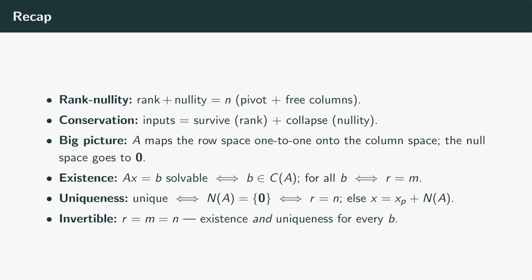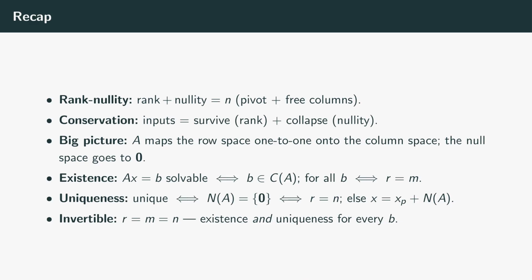Let's recap. The rank-nullity theorem says rank plus nullity equals n, because every column is either a pivot column counted by the rank, or a free column counted by the nullity. Read as a conservation law, the n input dimensions split into the part that survives, of dimension rank, and the part that collapses to 0, of dimension nullity. The big picture draws this. A maps the row space 1 to 1 and onto the column space, while the null space is crushed to the 0 vector. From the picture, existence and uniqueness fall out.